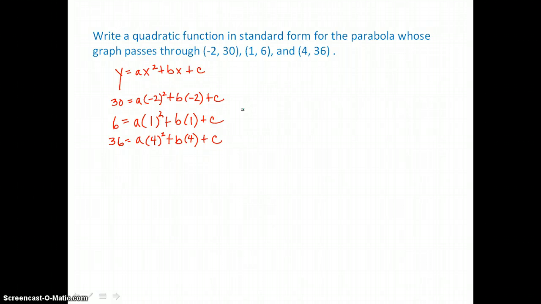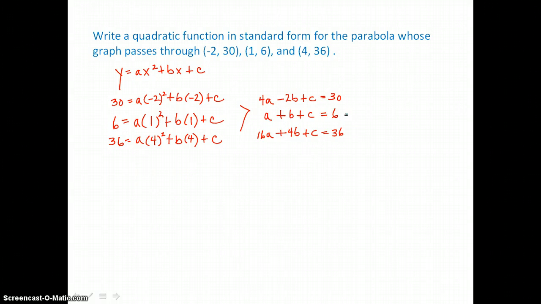Now I'm going to clean up this system. That first equation, -2 squared is 4, so I have 4a minus 2b plus c equals 30. And the second equation, 1 squared is 1, so I have a plus b plus c equals 6. And the third equation, 4 squared is 16, so I have 16a plus 4b plus c equals 36.